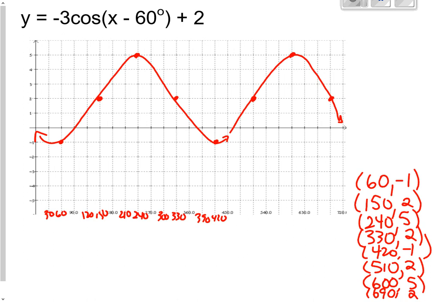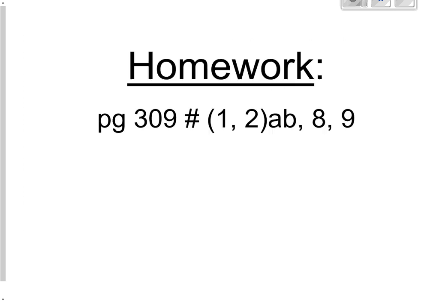Okay, so if you have a function that has multiple transformations, use your table to help organize those transformations so you end up with the points that you need in order to graph.